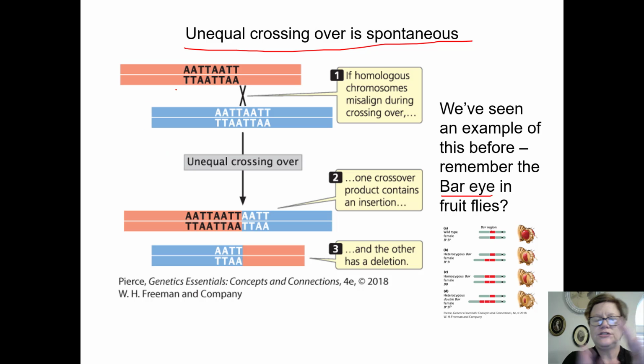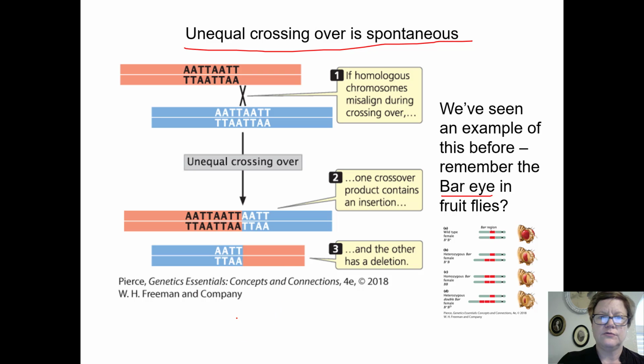If there are 2 regions that are very similar, during meiosis 1, in prophase 1, they're supposed to line up and cross over, and there's supposed to be an exchange of equal corresponding segments. But what if they don't line up quite right? What you can end up with is these duplications and deletions.